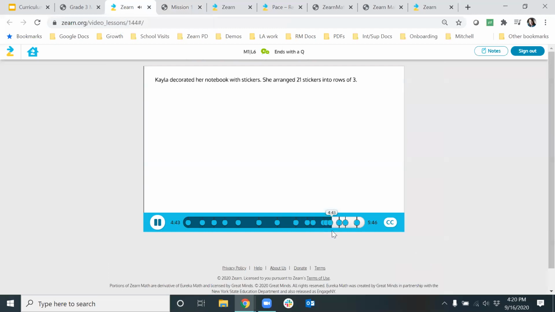Kayla decorated her notebook with stickers. She arranged 21 stickers into rows of 3. Create an array to represent the problem. Remember, there are 3 stickers in each row.